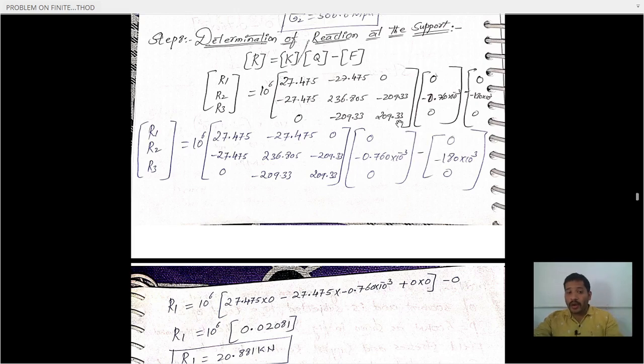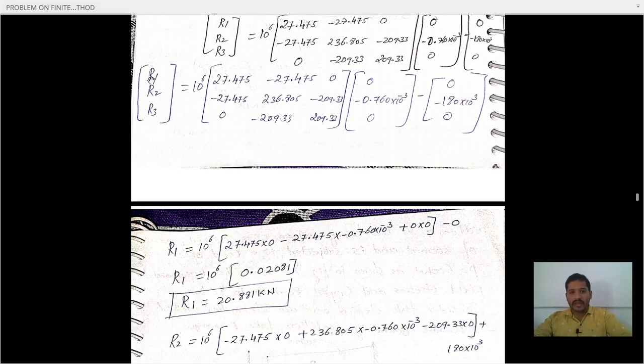If you want to find out R2, how to find out? Let us see. R2 equals 10 power of 6, this second row into this second column, minus we have to take this second value. After that we have to go for R3. Same procedure we need to follow here: 10 power of 6, this third row, first column, as well as we have to take this third value.